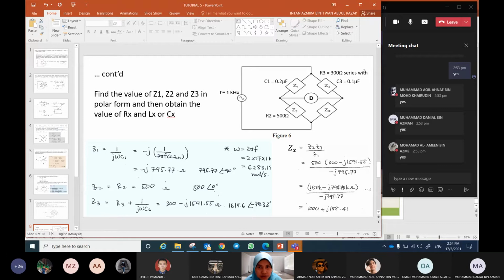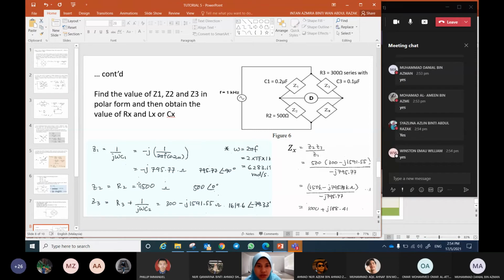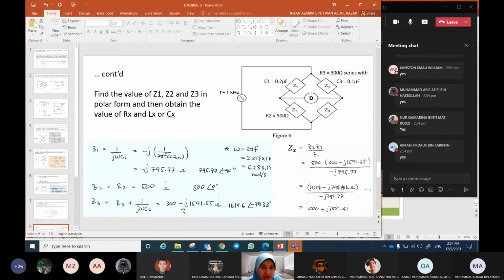Okay, if we look at Z3, it is R3 in series with C3. So in this rectangular form, your answer must have 300 as the real term, and j is your imaginary term. For a capacitor, your j will be minus j. So you must make sure that your answer reflects your diagram. If you get positive j, you should check again.